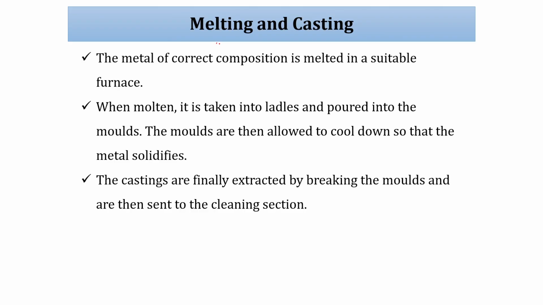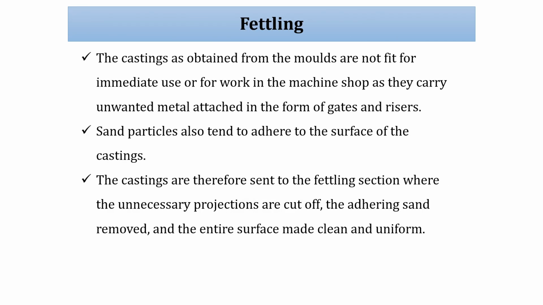Similarly, after making the pattern, you have to make a mold, which will cover around the pattern, and when the pattern is removed, there will be a cavity where we will pour the molten metal. You melt the metal, pour it into the cavity, and allow it to solidify. Then we get the final casting. Let's assume sand is the molding material. You have to break that, and cutting the extra material is called fettling.